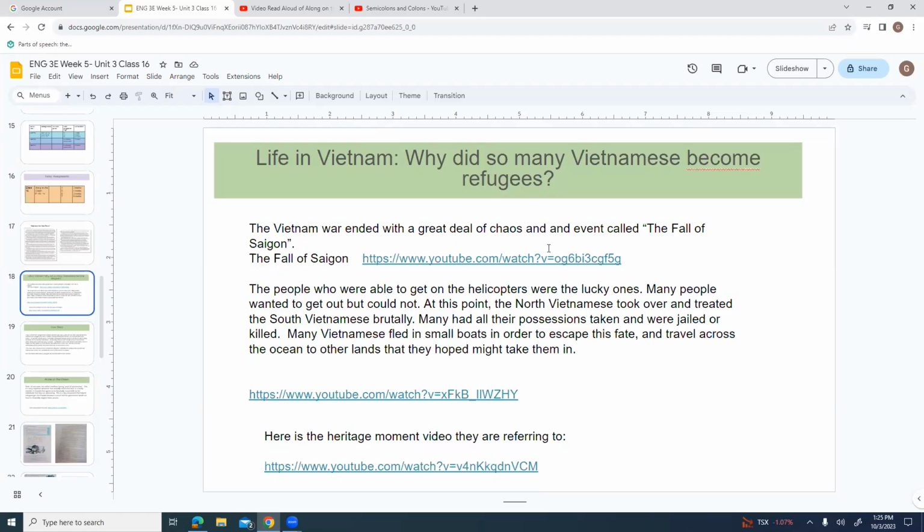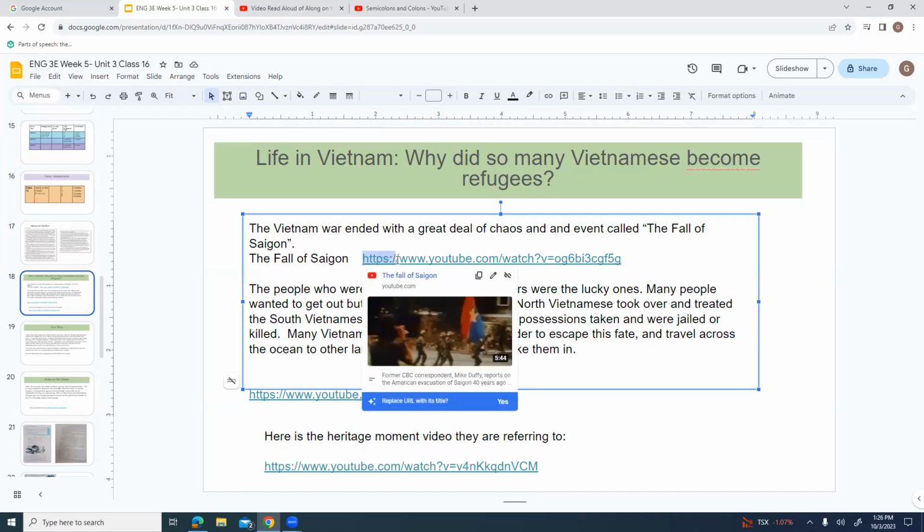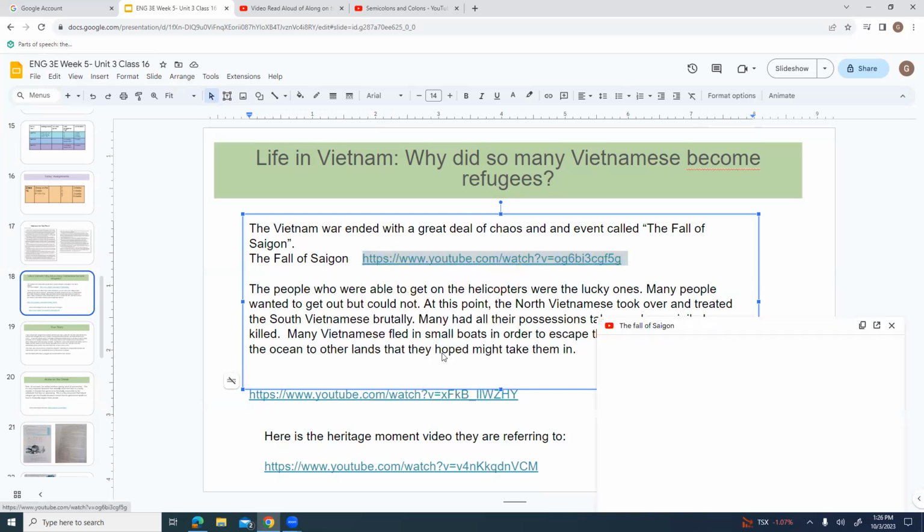Many people wanted to get out, but couldn't. At that point, the North Vietnamese had taken over and treated the South Vietnamese pretty brutally. Many had all their possessions taken, businesses taken, they were jailed, they were killed. So many Vietnamese fled in small boats in order to escape this fate, and they traveled across the ocean to other lands, trying to find a place to get them in.